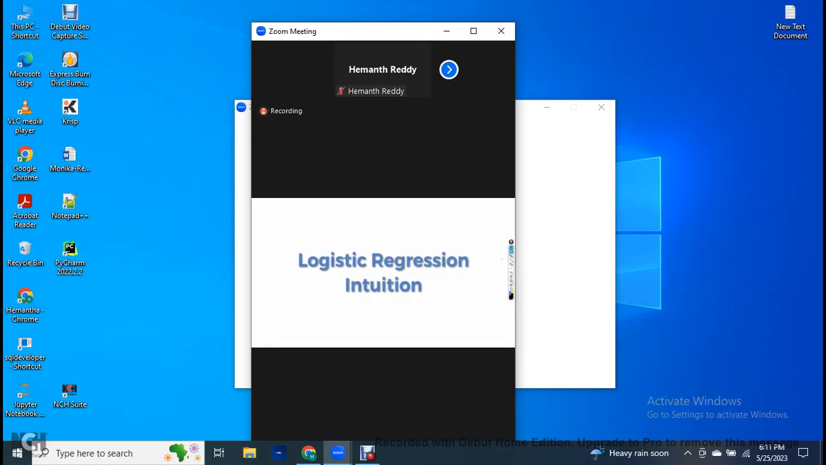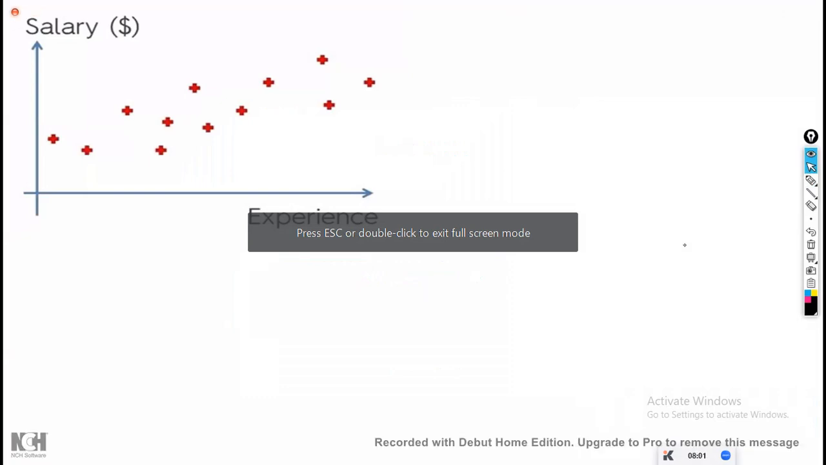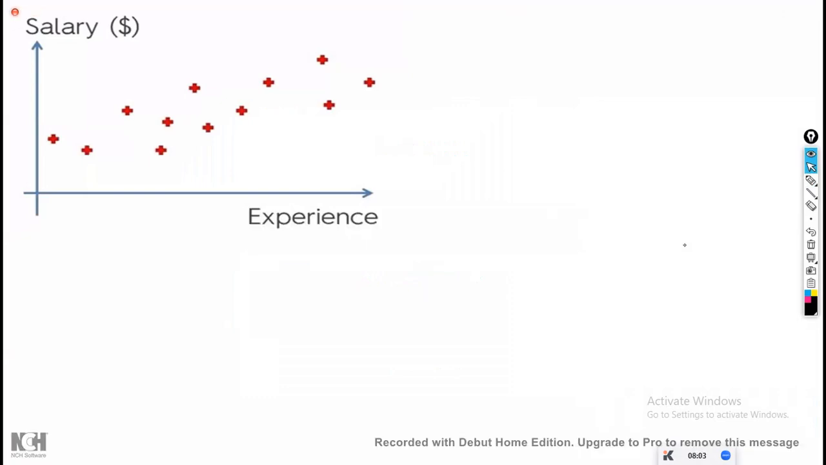To logistic regression, how the logistic regression works. Before understanding the logistic regression, let us understand the linear regression, because logistic regression was created using the linear regression algorithm. So we are having an input variable that is experience and an output variable called salary. Okay, these are the two variables.